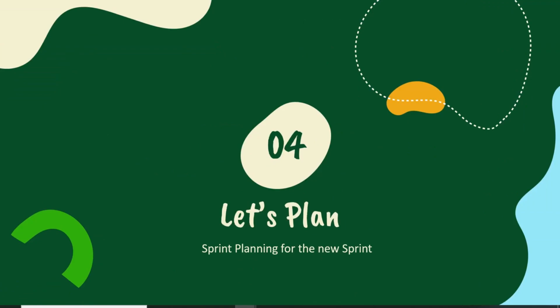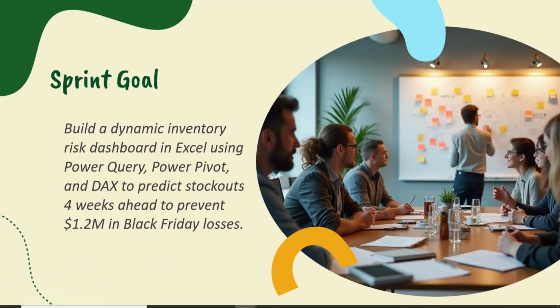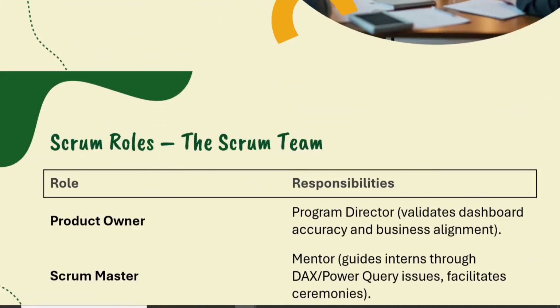So let's plan. Our goal for this week's sprint will be to build a dynamic inventory risk dashboard in Excel using Power Query, Power Pivot, and data analysis expression to predict stockouts 4 weeks ahead to prevent $1.2 million in Black Friday losses. Remember what we talked about a sprint goal, that it gives us clarity on what we need to achieve within the time boxed event, within the sprint. In our case, our sprint is 1 week, which is 5 days.